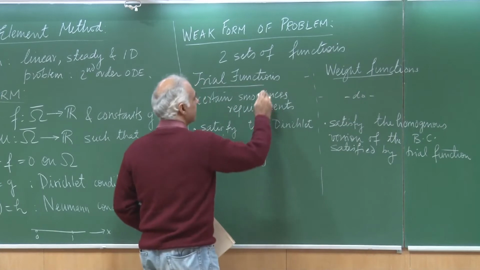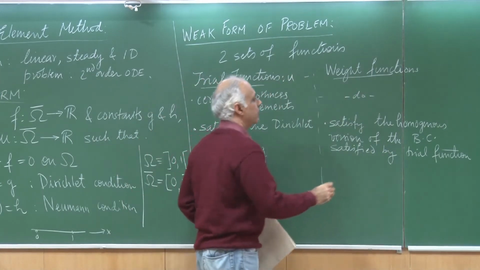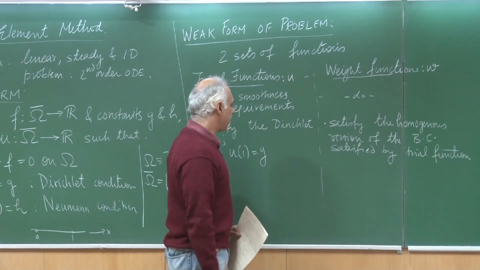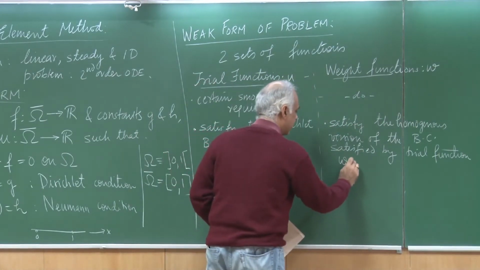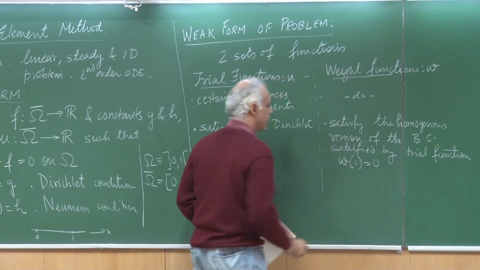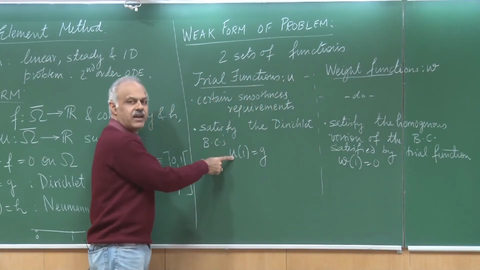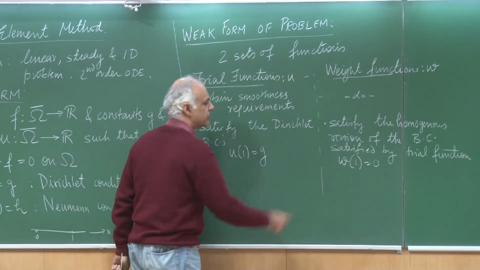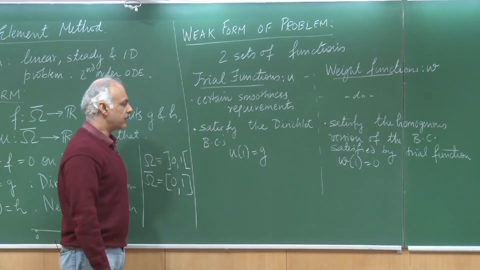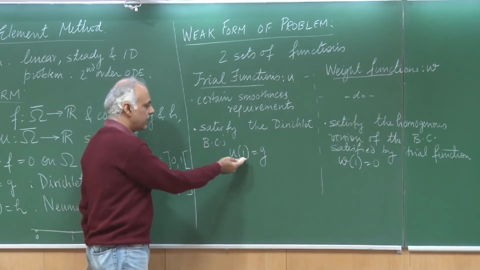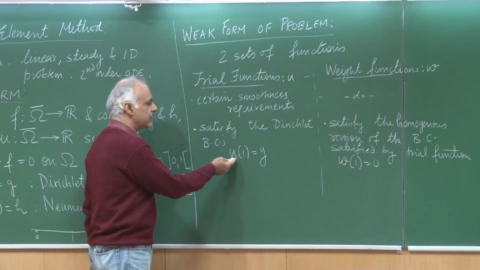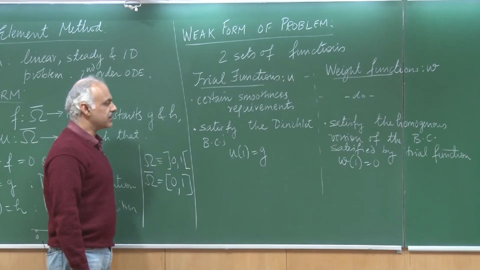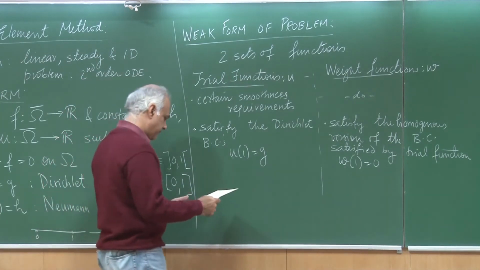So, suppose I denote the trial function by u and the weight function by w. Both are functions of x. This is a one dimensional problem. Then really what we are saying is that w at 1 should be 0. So, wherever I specify a value of u, the Dirichlet boundary condition, the homogeneous version has to be specified for w. If the Dirichlet boundary condition was at 0, likewise the homogeneous condition for the weight function would also be at 0.